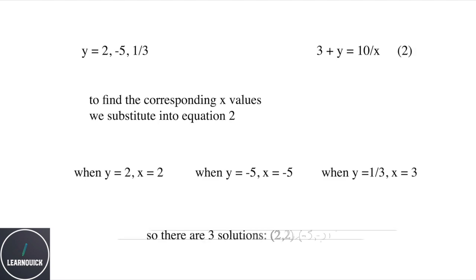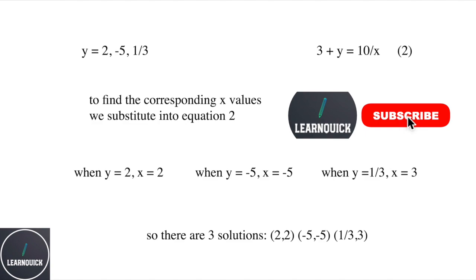So there we go, we have three solutions: x equals 2, y equals 2; x equals minus 5, y equals minus 5; and x equals 3, y equals 1 over 3. Sorry for the typo.